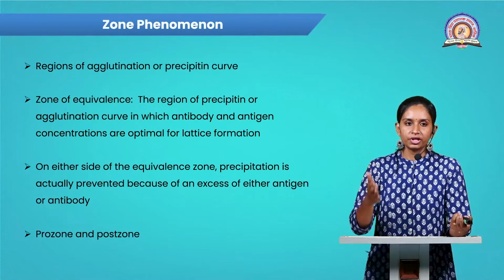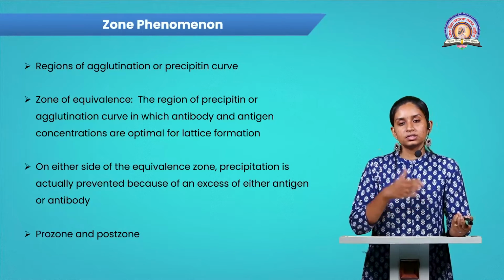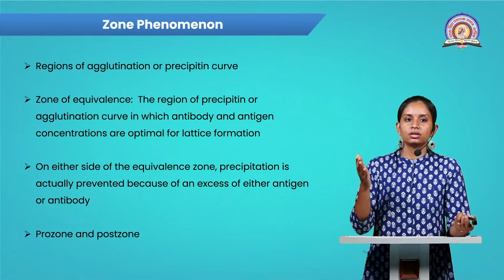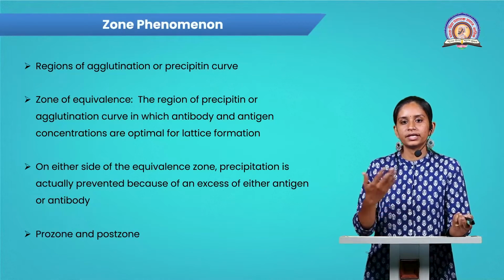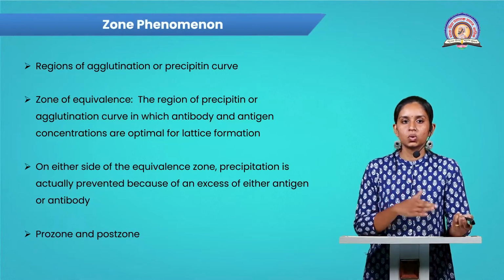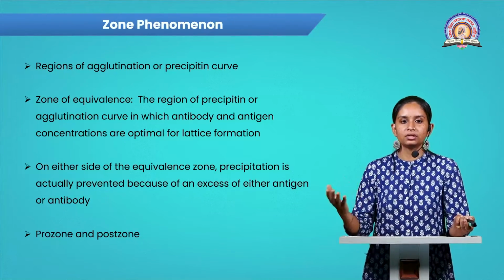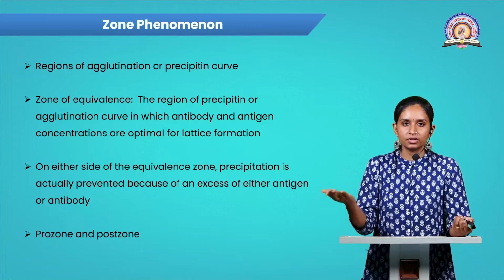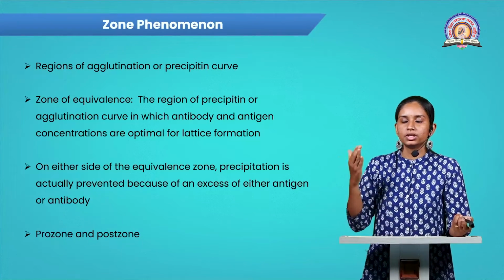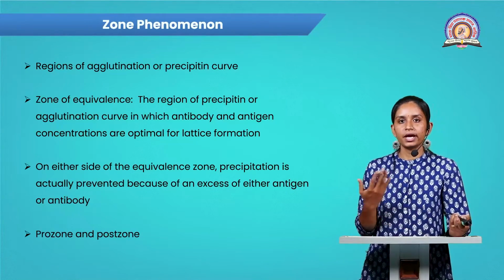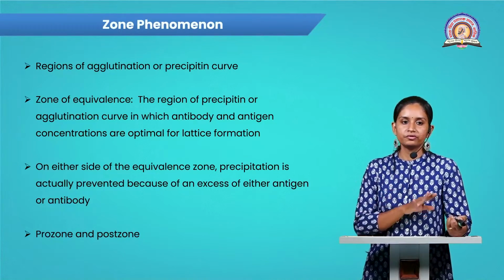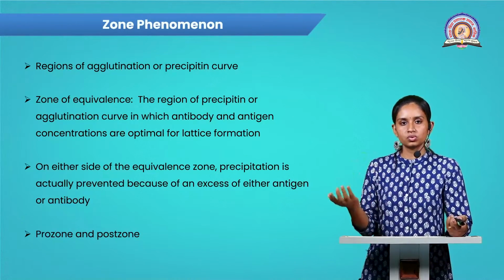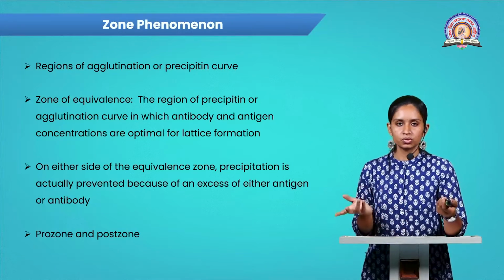The region of the precipitin curve where the antigen and antibody concentrations are optimal or equal for lattice formation is called the zone of equivalence. Now on either side of this equivalence zone, what will happen? Either excess antigen or excess antibody will be present, and due to that precipitation or lattice formation will not occur. These two zones are called the pro-zone and post-zone. This we will discuss by using a diagram.